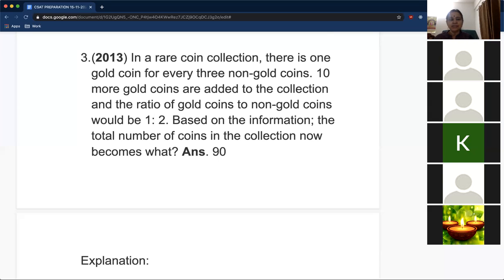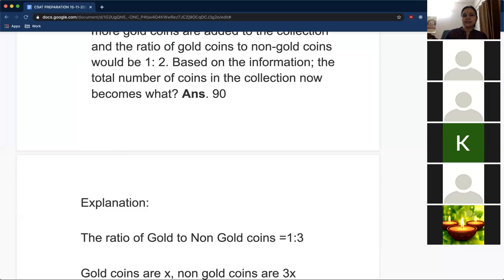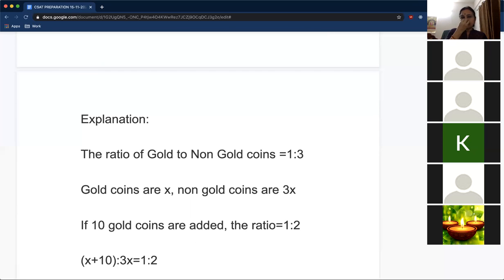So how can you do it? Whenever such a question is given, first take the initial ratio in which gold coins and non-gold coins were there. The ratio is 1:3. That means if x gold coins are there, 3x non-gold coins are there. Now I added 10 gold coins, so to x I am adding 10. 3x is not changing, 3x is as it is. This is equal to 1:2.